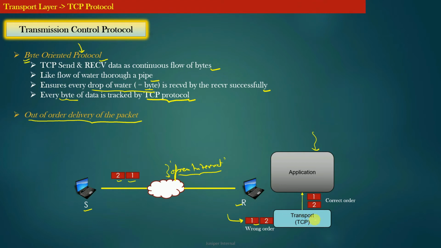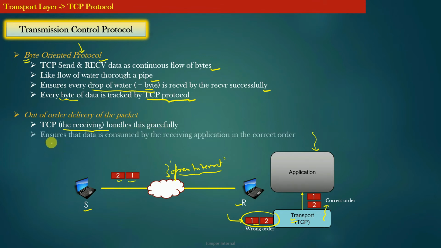So the TCP protocol running on the receiving end will accumulate the packets which arrive out of order, and until it ensures that all the packets have arrived, the TCP on the receiving end rearranges and reorders the packets, and then it delivers all those packets to the application in the correct order. So the TCP protocol on the receiving side implements the procedure to handle out of order delivery of packets from the sending TCP. TCP on the receiving side ensures that data is consumed by the receiving application in the correct order.